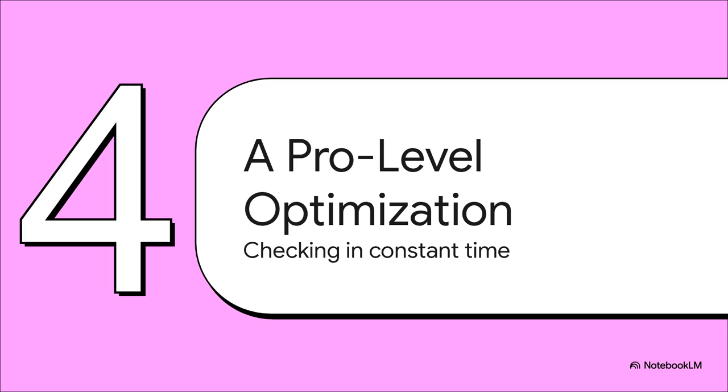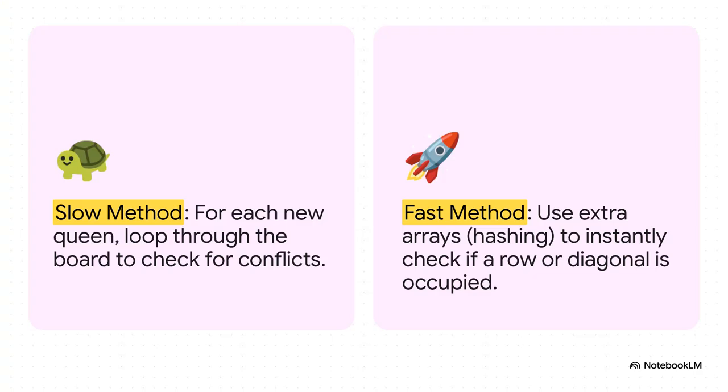Okay, so we've got the logic down. But if you're in a coding interview, efficiency is everything. Checking for attacks by scanning the whole board over and over, it's just too slow. So let's look at a pro-level tip to speed this up, like a lot. Instead of scanning the board every single time we place a queen, we can make a classic trade-off. Use a little bit of extra memory to get a huge boost in speed. We'll use a few extra arrays that act like a lookup table, so we can check instantly if a row or a diagonal is already taken.